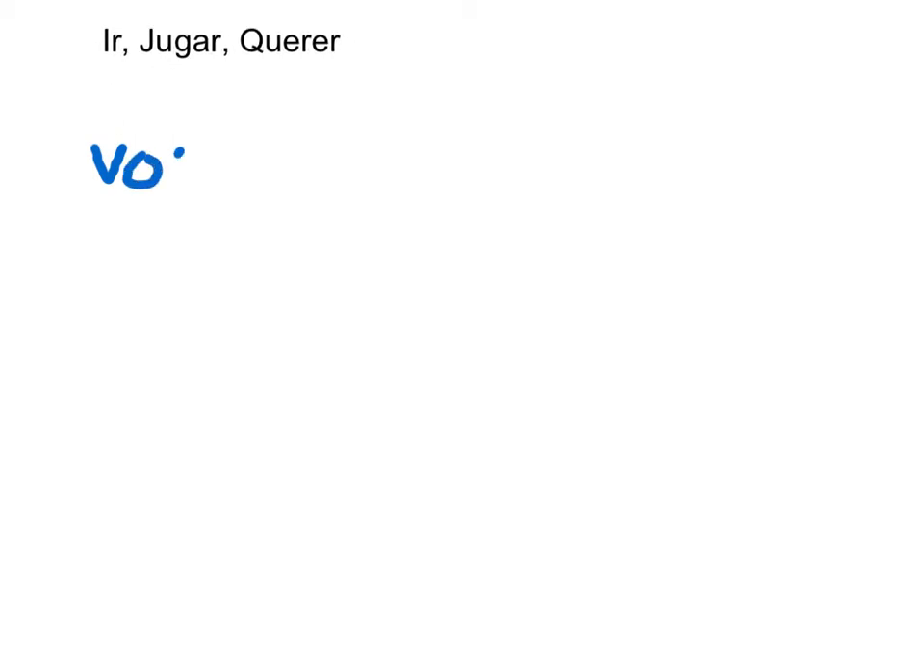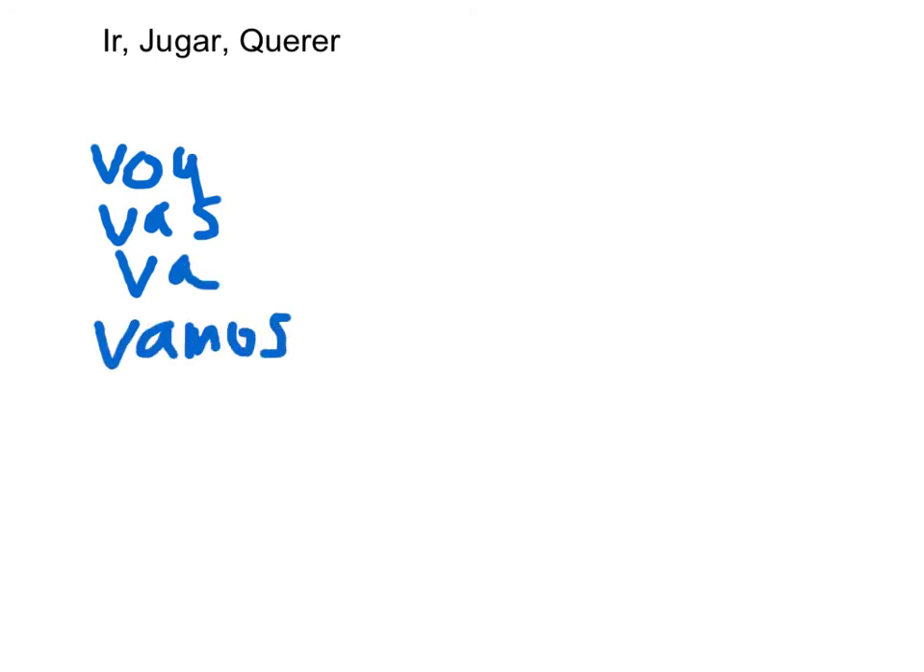Ir, jugar, and querer. We need to know how to conjugate all three of these verbs. Okay, remember that with ir, it is an irregular verb. So when we conjugate it, we say voy, vas, va, vamos, vais, van.